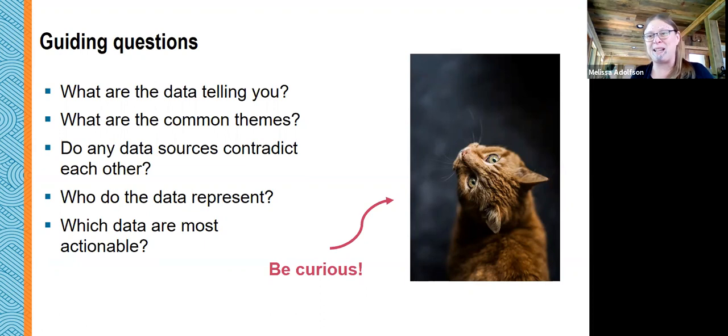Who do the data represent? Again, if you have data from a community resilience conversation, does that represent everyone in your community, or are there folks who aren't coming to the table? And then also, as you're putting together these plans, thinking about which data are most actionable. Not that you don't want to work on the things that are going to be more of a marathon to address, but also making sure that you identify some things that will be kind of maybe an easy win and success to keep the energy and momentum going.